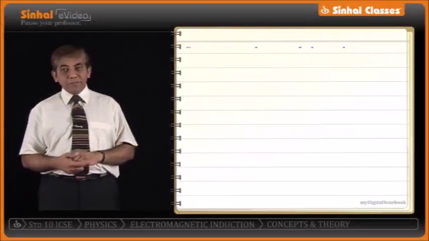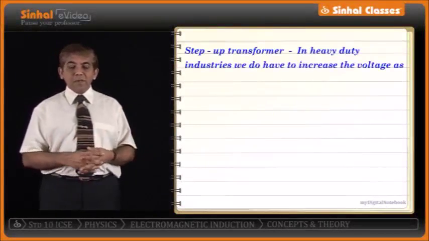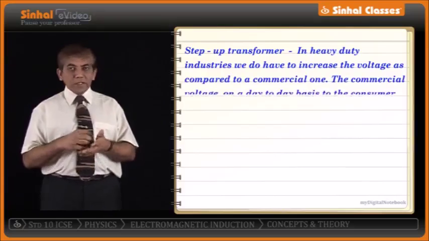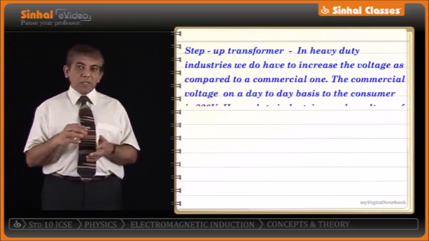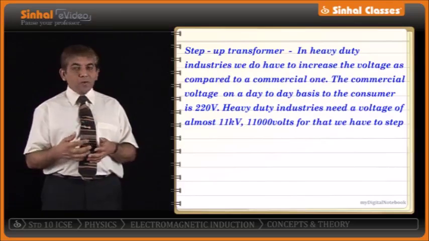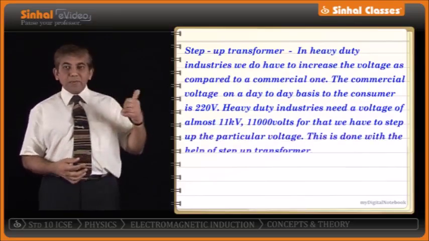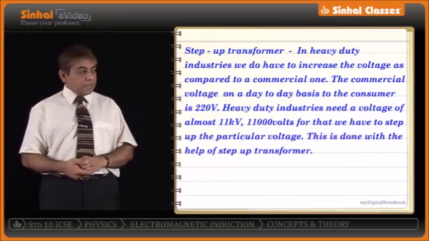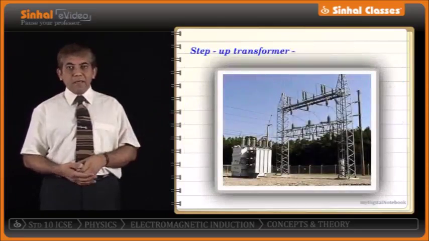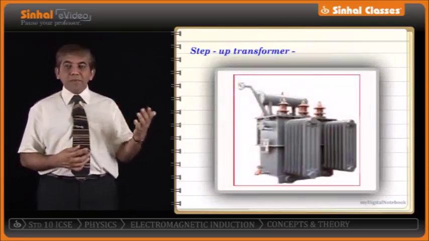Step-up transformer, definitely in heavy-duty industries, we do have to increase the voltage as compared to a commercial one. So whatever commercial voltage we get on a day-to-day basis as a consumer is 220 volts. In order to apply to heavy-duty industries, we take a voltage of almost 11 kV, 11,000 volts. For that, we have to step up the particular voltage. This is done with the help of a step-up transformer. So if you go across any of these MIDC areas, industrial belts, you will see huge transformers put across in order to step up the voltage.